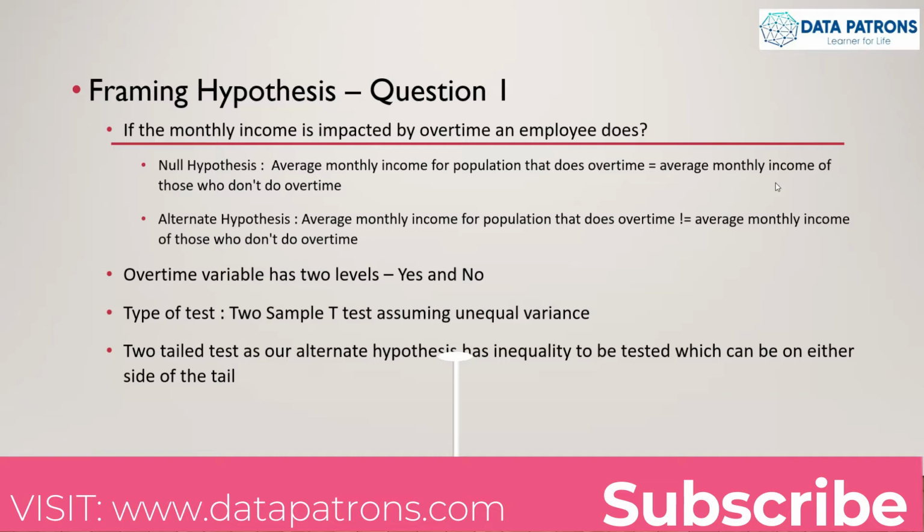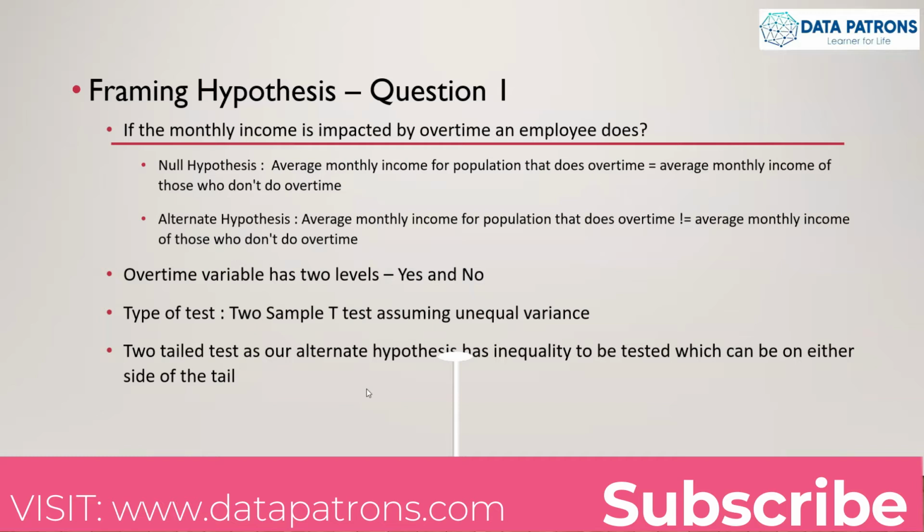We are going to use these two samples of those employees who are doing overtime versus samples of those employees who are not doing overtime. The type of test that we are going to use would be two sample t-test assuming unequal variance. Because we are dealing with two samples here, we would do two sample t-test. Variance is something that we have not checked and we are not going to assume here that it is equal. So we will assume unequal variance.